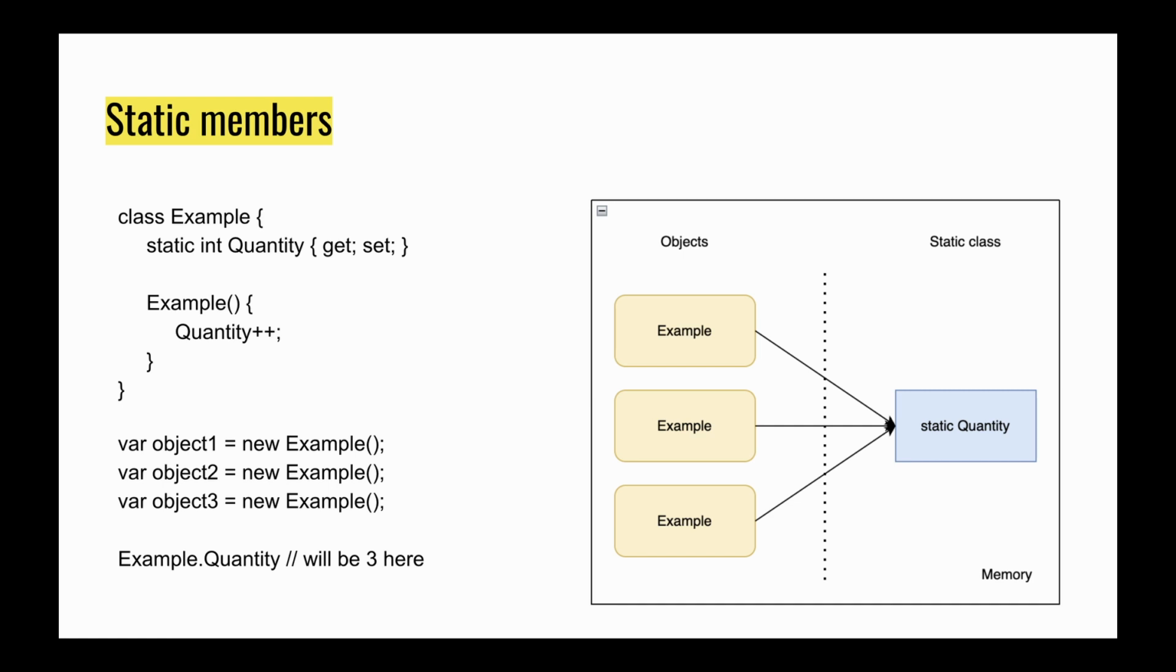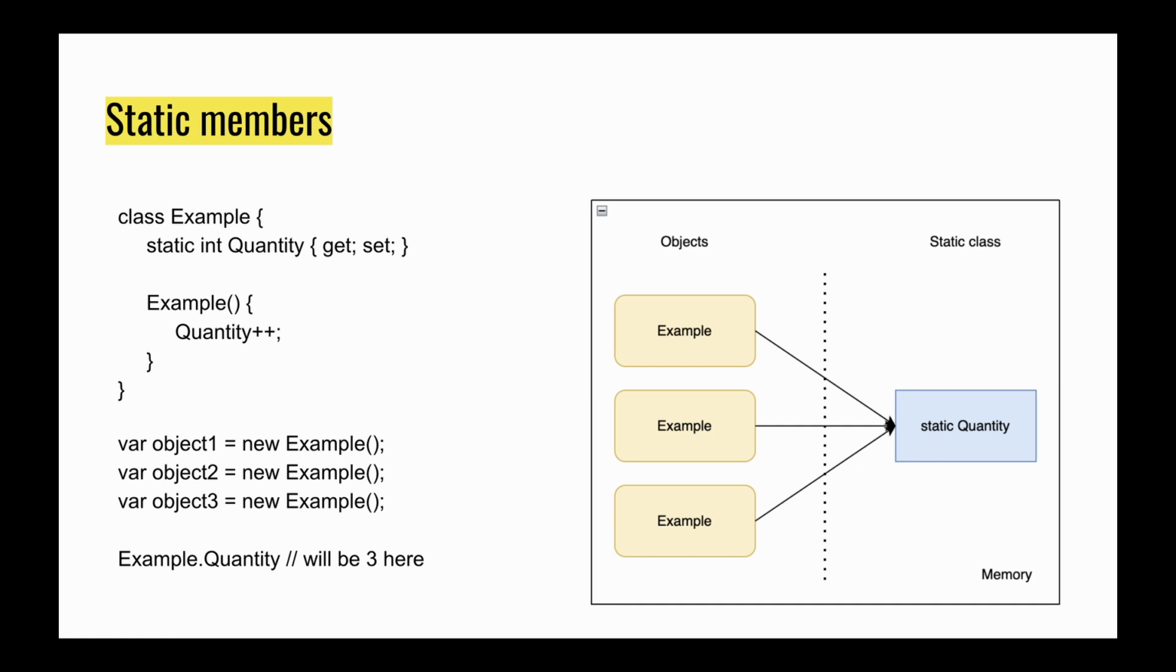Now, in the constructor of the class, we can increase the value of the quantity property by 1. Don't be surprised by that plus plus operator. In C Sharp, it just means add 1. Now let's create several objects of the example class. And now we will find out what the value of the quantity class property is. And it will be three here because all three objects were created through the class constructor and it increased the value of the static property 3 times by 1.